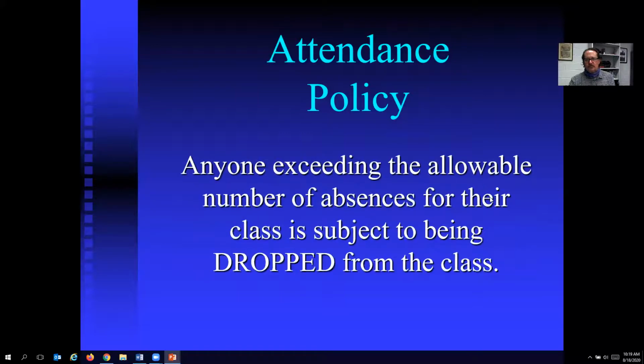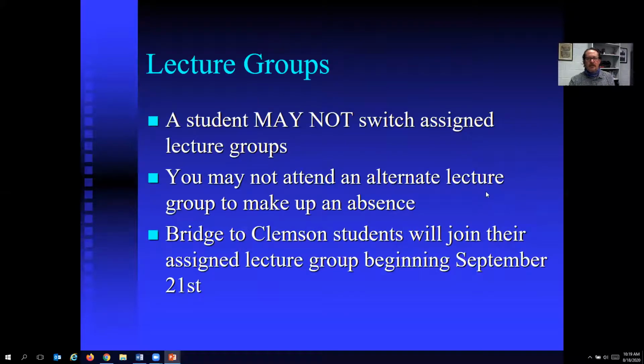Of course, we've already said that. Lecture groups, you are already divided into a lecture group. However, that won't begin until September 21st. But you will not be able to switch lecture groups because they're very closely divided based on the occupancy allowed by a classroom.